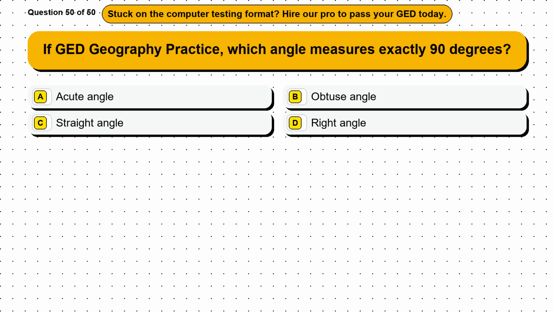Question 50. If GED Geography Practice, which angle measures exactly 90 degrees? Option A, acute angle. Option B, obtuse angle. Option C, straight angle. Option D, right angle.